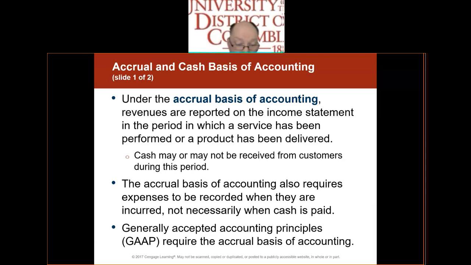The generally accepted accounting principles require the accrual basis of accounting. Now, here's the thing. Most businesses use cash-based accounting. The reason being is because those businesses are small, and it's easier to use. However, when they file their taxes, they need to convert it to the accrual-based system because it's recognized by the generally accepted accounting principles.